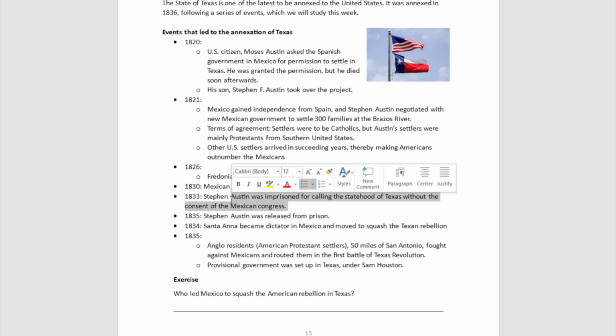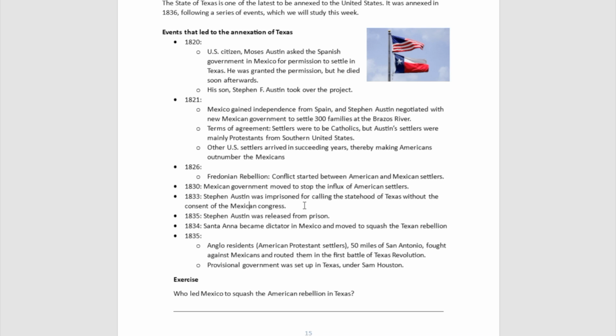So he came here to try to settle Anglo-Americans, and Anglo-Americans started influxing into the state of Texas and ultimately became the larger tribe, so to say. And they decided we are going to be a state, we are going to be a nation by ourselves. But then he was imprisoned because of that.